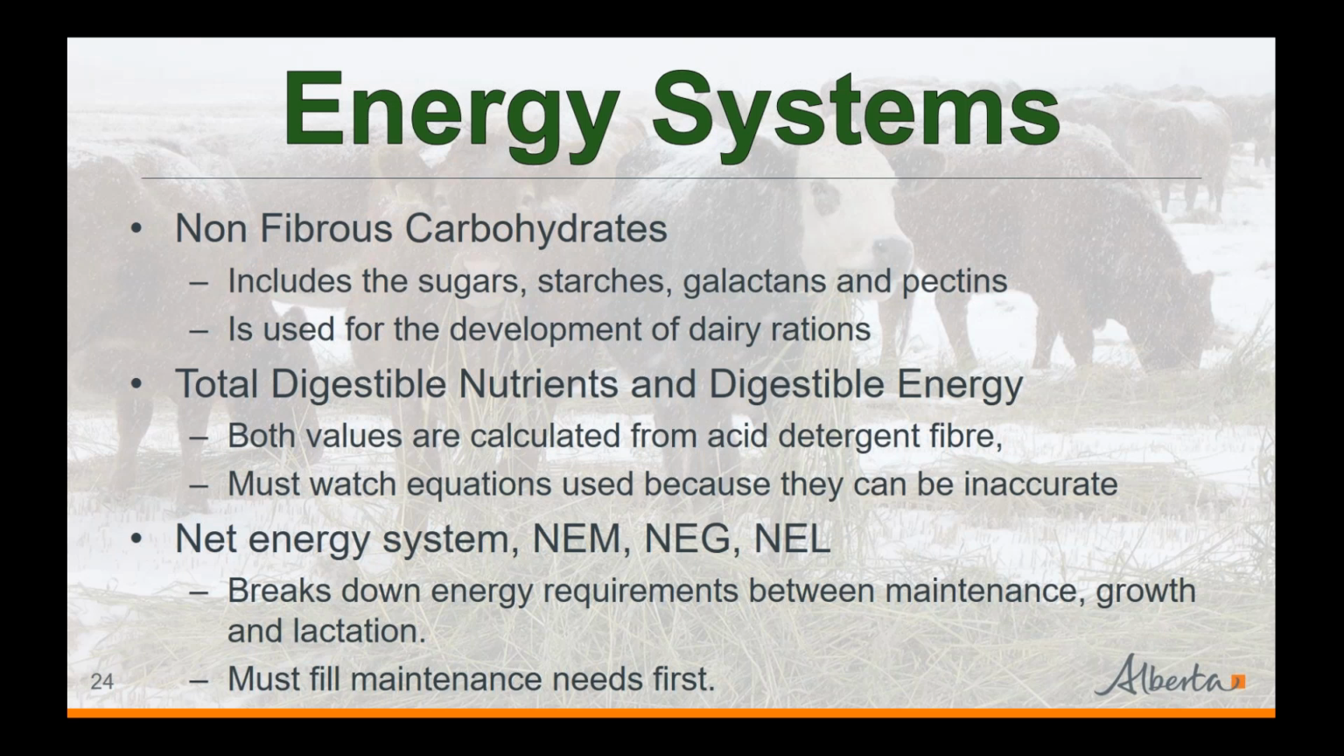Now, think of the net energy system as a series of 3 rain barrels. The first one being net energy of maintenance, the second one being net energy of gain, and the third one being net energy of lactation. And what happens is you need to fill that first barrel to the top to fill maintenance energy requirements before you can actually get any gain. Or if it's a cow that's lactating and she needs to gain a little bit of weight, there's no energy being partitioned by the system to produce the milk until net energy maintenance and net energy gain is completely full.